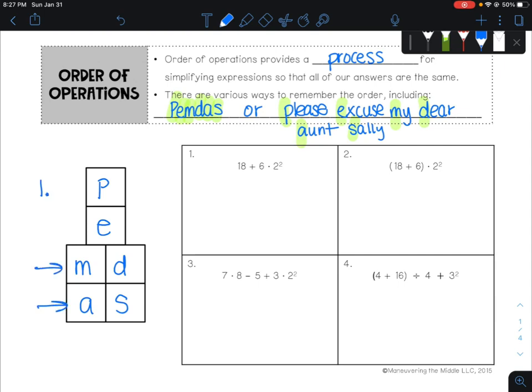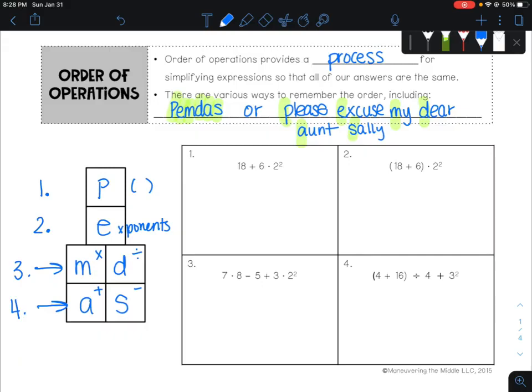So step 1 is parentheses. Step 2 is exponents. Step 3 is to either multiply or divide, whichever one you see first. Step 4 is then to add or subtract, whichever one you see first. So that's a distinction that you may not have made last year the first time you learned this, okay?